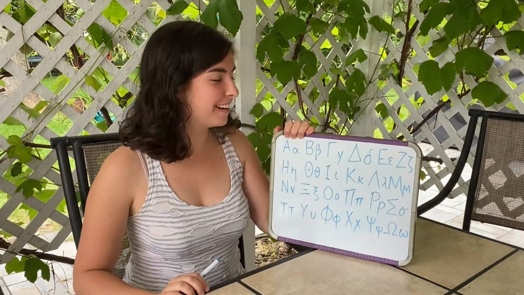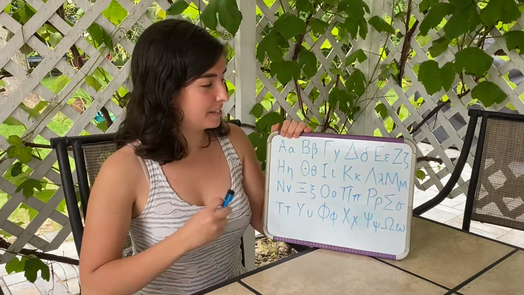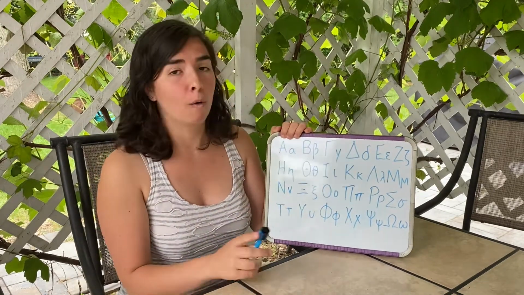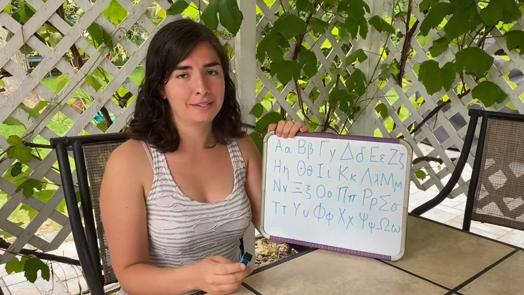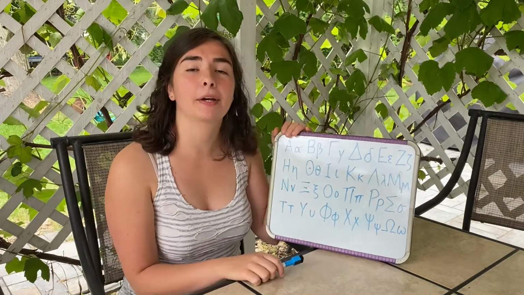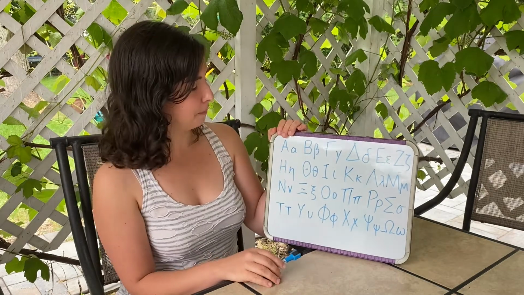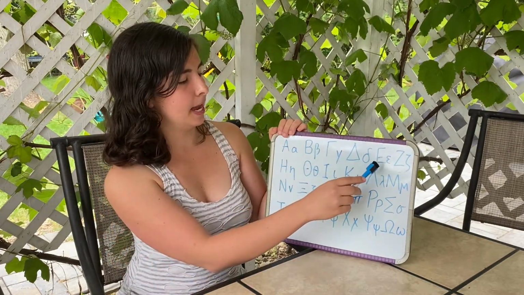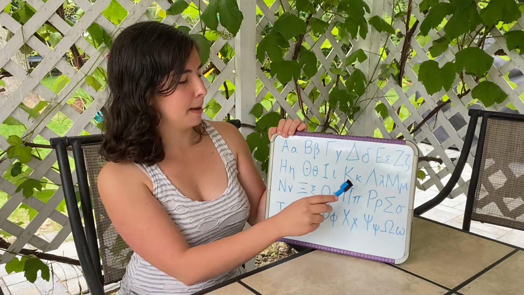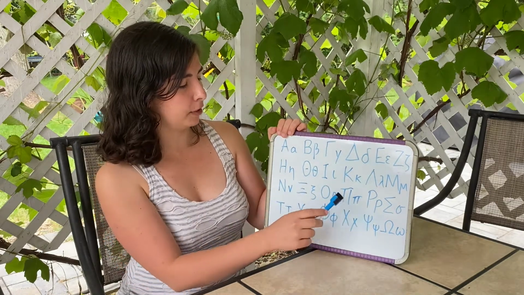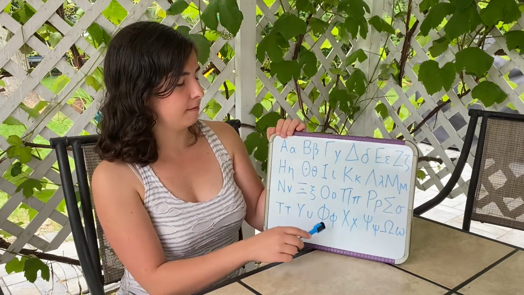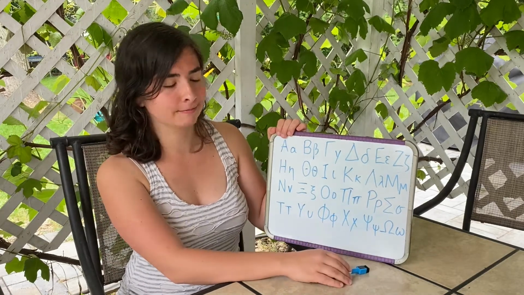All right, we've got all the letters now, so let's practice saying them all together in order. One time American sounding, one time modern Greek sounding, okay? Let's do American sounding. Ready? Go. Alpha, beta, gamma, delta, epsilon, zeta, eta, theta, iota, kappa, lambda, mu, nu, xi, omicron, pi, rho, sigma, tau, upsilon, phi, chi, psi, omega.